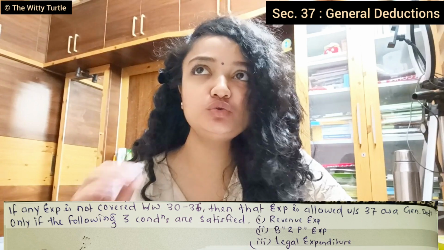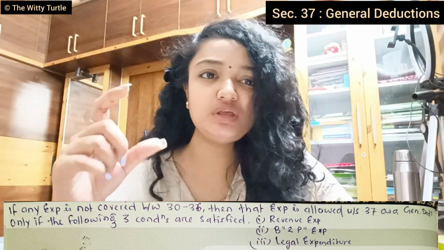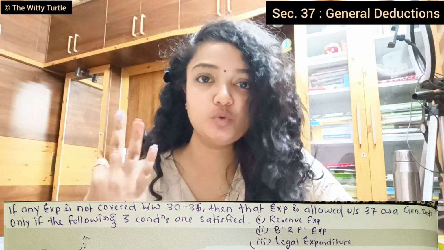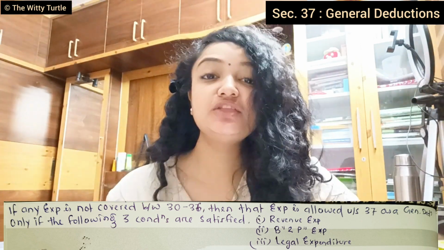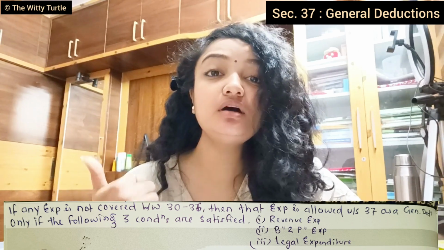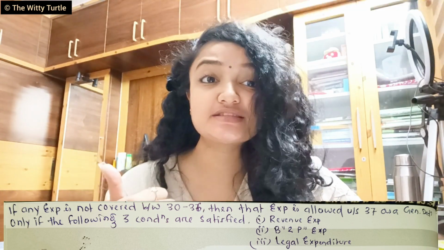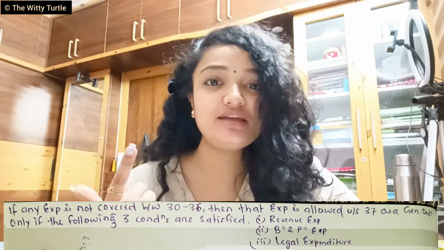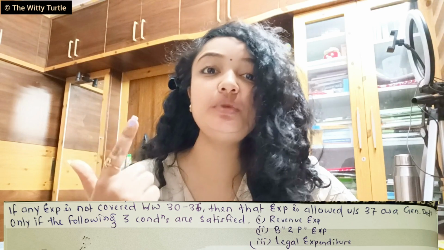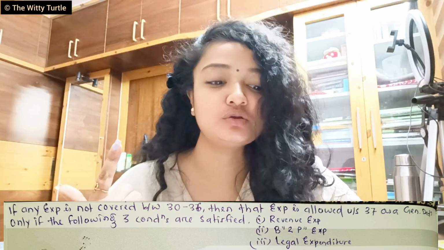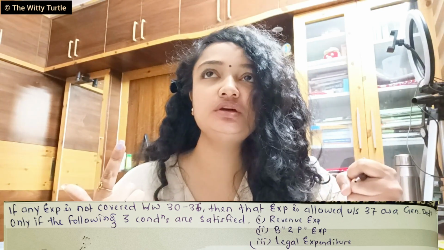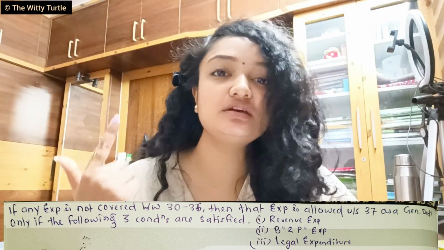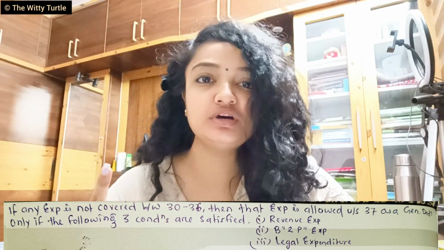If you go to the law, then there are four conditions, but we can summarize it into three conditions. What is the first condition? The first condition is that it must be a revenue expenditure, right? The expenditure should not be capital in nature. The second point says that the expenditure should not be in the nature of personal expenditure. It should not be any personal expense of the SSE. It should always relate to the business or profession of the SSE.